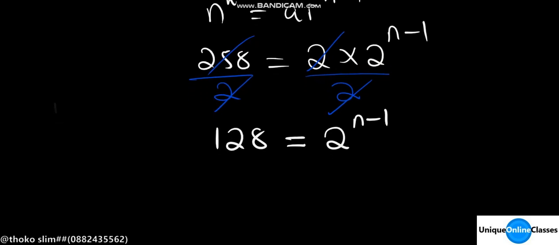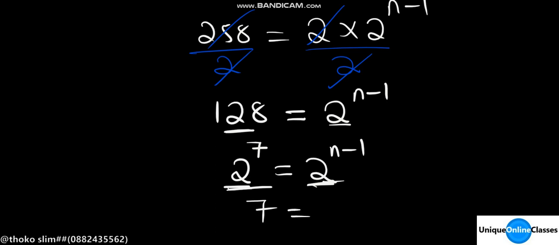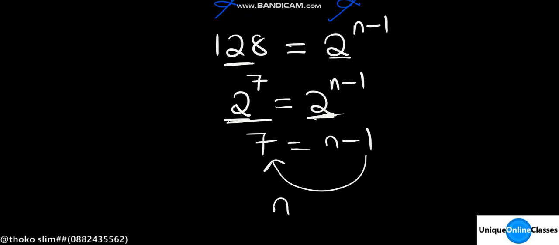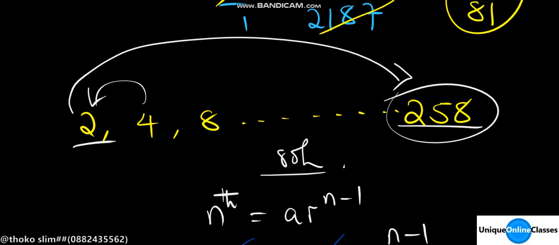So we should express it in terms of base 2. So 128 is 2 raised to the power 7, then 2 to the power n minus 1. By the laws of indices, the bases are the same, so you can just equate the powers. So we have 7 is equal to n minus 1. To find the value of n, this 1 comes to this side, so n is equal to 7 plus 1, which is n equal to 8. So from 2 to 256, that's 8 terms.